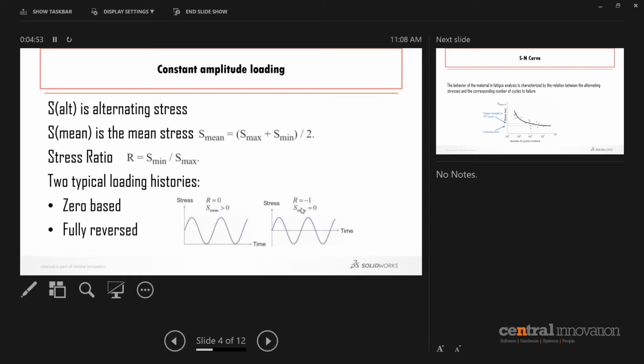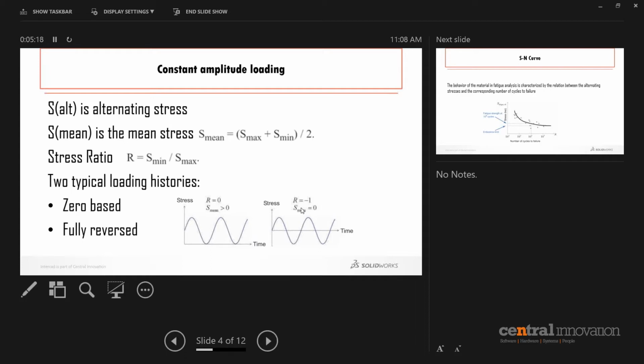I push the bar in one direction and then pull it back in the opposite direction. So I have the same positive and negative stresses on that component. That's when we say this loading history is fully reversed. But what if my maximum and minimum stresses don't meet these requirements?